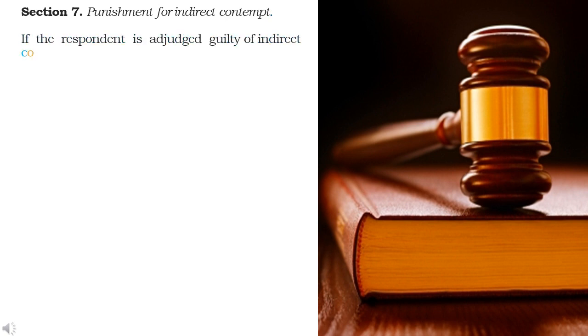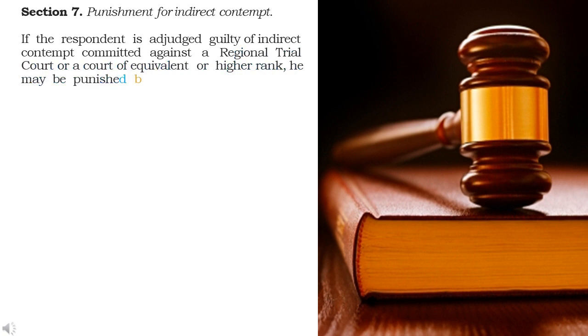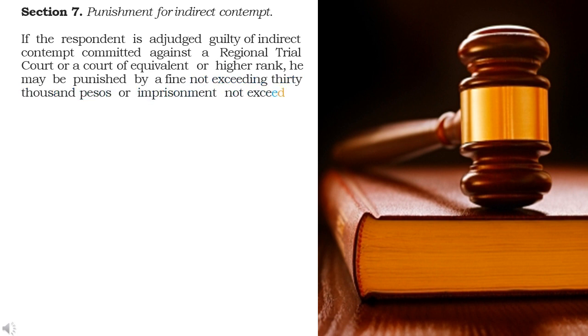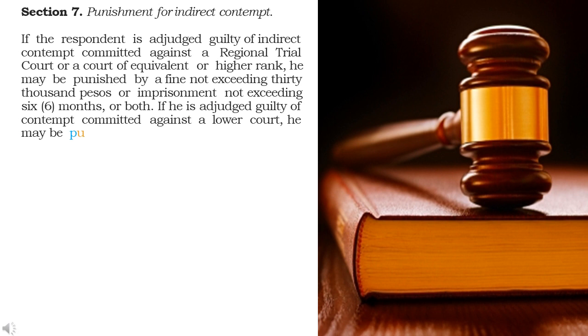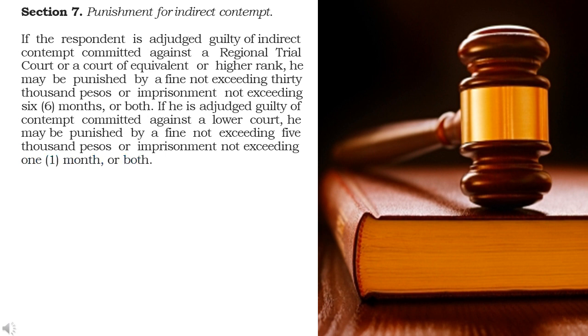Section 7. Punishment for indirect contempt. If the respondent is adjudged guilty of indirect contempt committed against a Regional Trial Court or a court of equivalent or higher rank, he may be punished by a fine not exceeding 30,000 pesos, or imprisonment not exceeding 6 months, or both. If he is adjudged guilty of contempt committed against a lower court, he may be punished by a fine not exceeding 5,000 pesos or imprisonment not exceeding 1 month, or both.